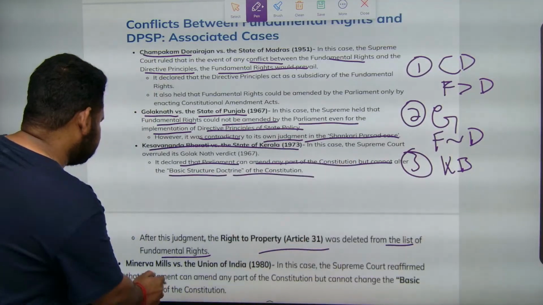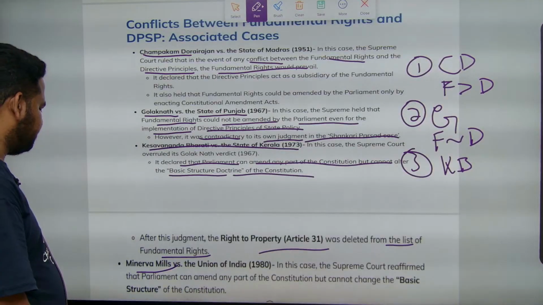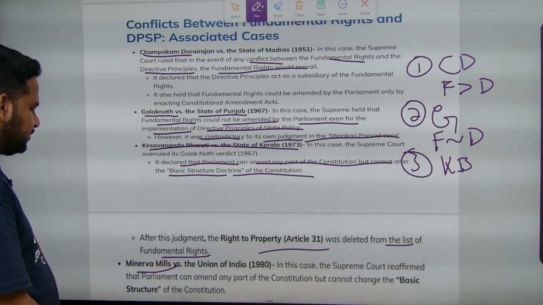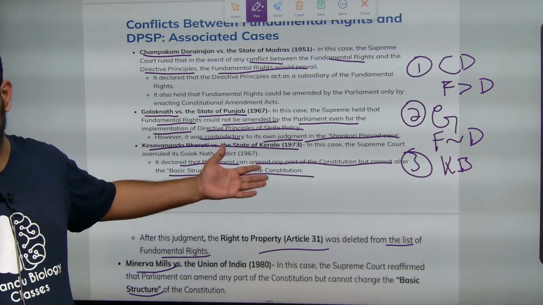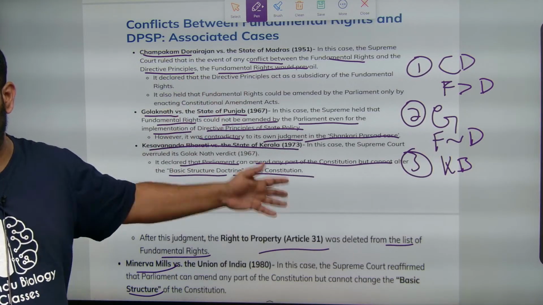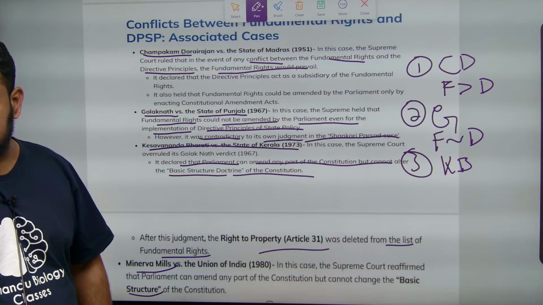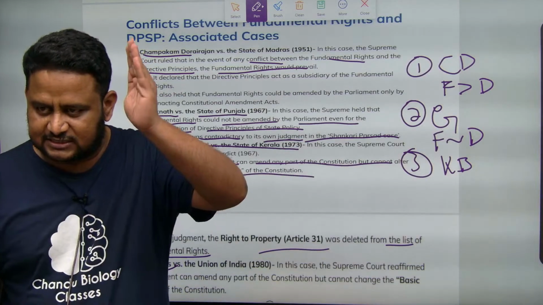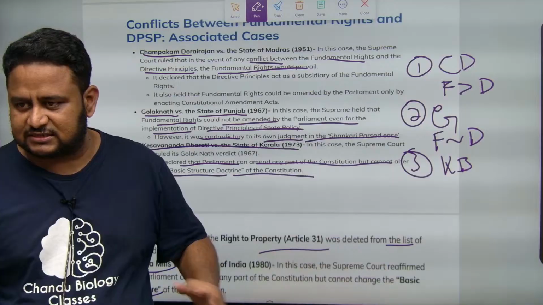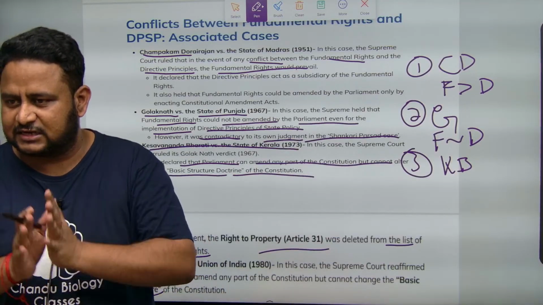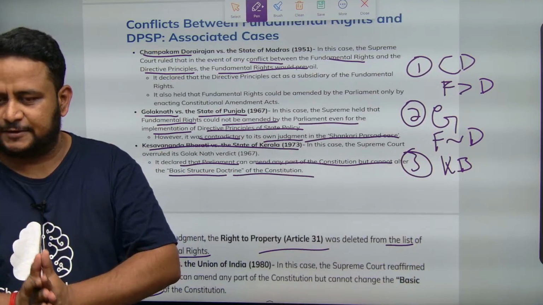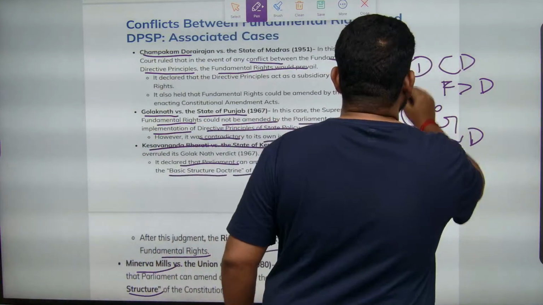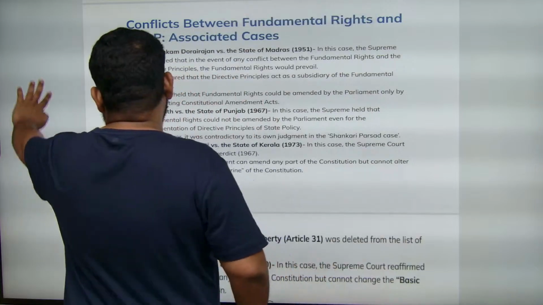Now, Minerva Mills case. In this case the Supreme Court affirmed that Parliament can amend any part of the constitution but cannot change the basic structure. What did it say in the Keshavananda Bharati case? The same thing itself. In the Champakam Dorairajan case, fundamental rights are greater. When it comes to the Golaknath case, they are almost equal. Keshavananda Bharati case, basic structure. Minerva Mills case, basic structure. Next, let us see other cases.